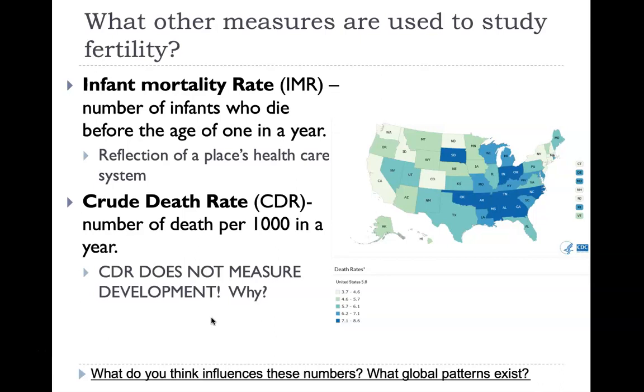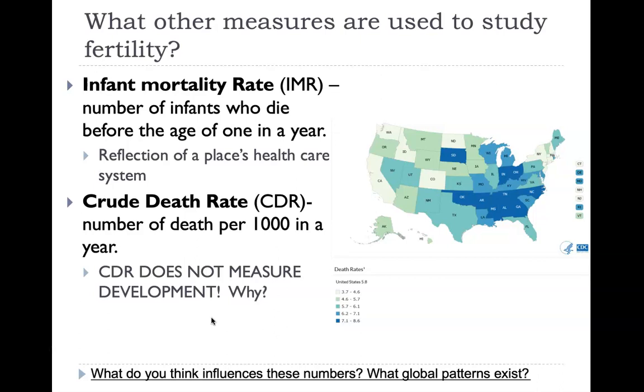Crude death rate is interesting in that it does not, right, measure development, because it's crude, and crude is just a number. Crude means raw, right? And so CDR does not measure development in that it does not talk about how people die, right? And you will find that throughout developed regions, people die in different ways compared to developing regions or LDCs.